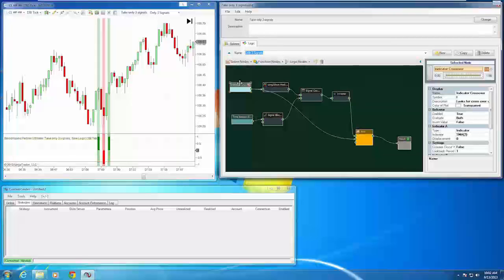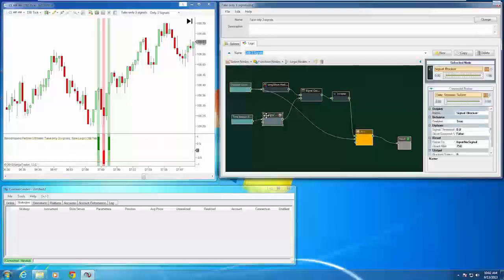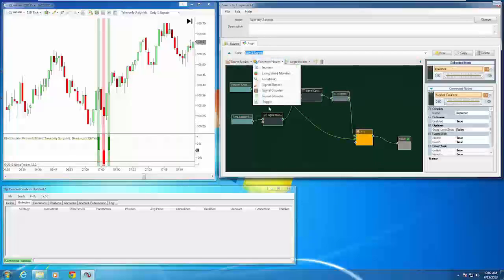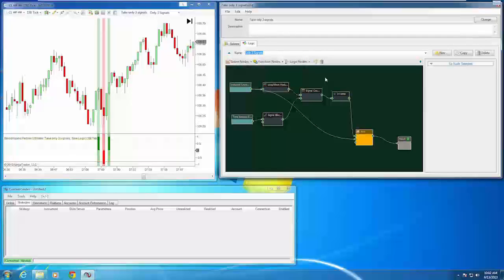The idea is I've got some sort of signal generator here, and the concepts we're going to cover today are, as you can see, a signal blocker, which is actually what Zach wants to cover as well today, the long and short modifier node, the signal counter node, and the inverter node. These are all function nodes that you can see under the BloodHound interface under the function nodes. These are ultimate features.